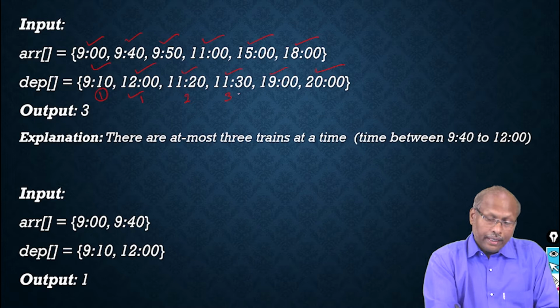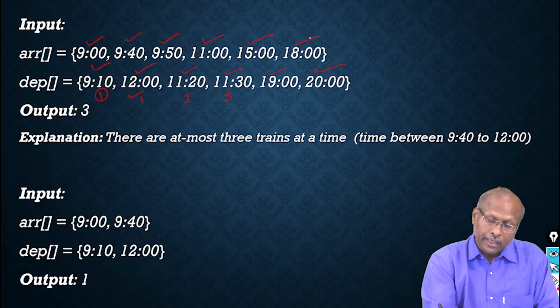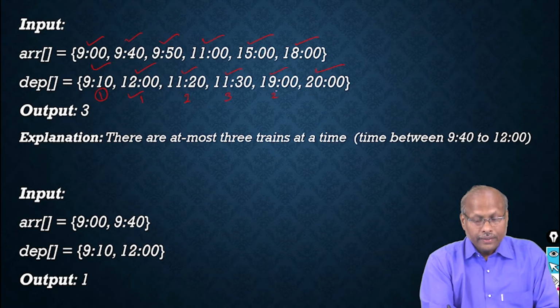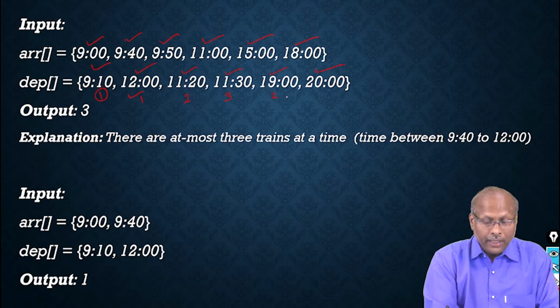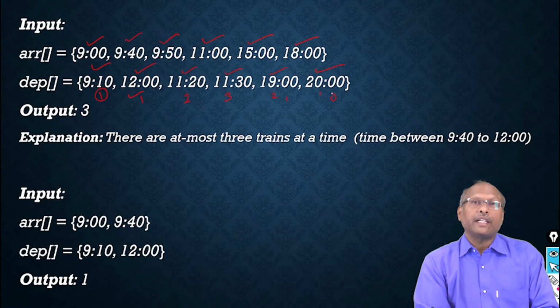This train is leaving by 11:20. That means this platform will be empty now. This is now vacant, so you can accommodate one more train. So here 2, and this train will be leaving, so that one more platform will be vacant, and this train will be leaving. Finally, 0 platforms are needed.